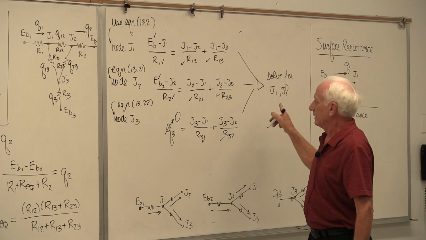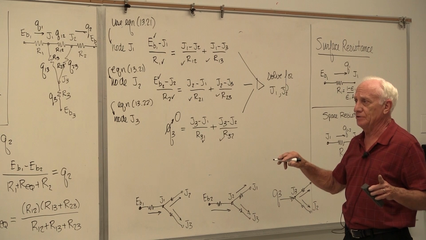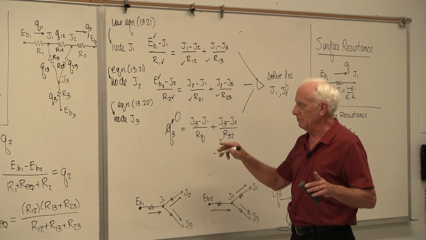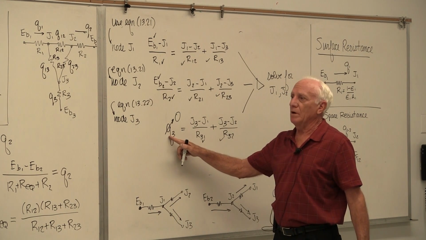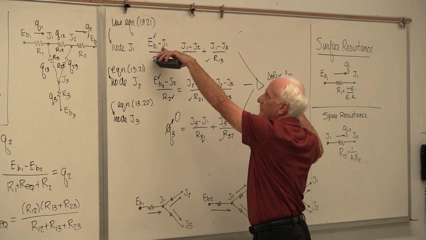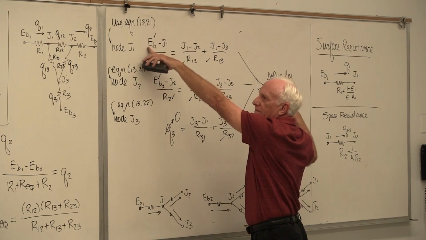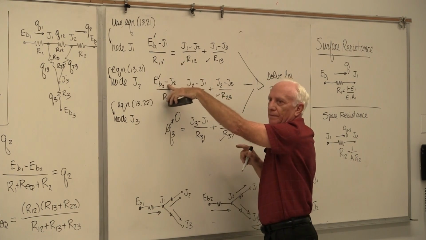Okay, got them all. Now, what do I do with them? All right, how many Q's are there? There's 6. Let's do the easy one first. Q3 is 0. Okay, good. I want Q1. There it is. I put J1 from there into there. I know R1. I know EB1. They're over there. I solve it. Q1. I want Q2. There it is.